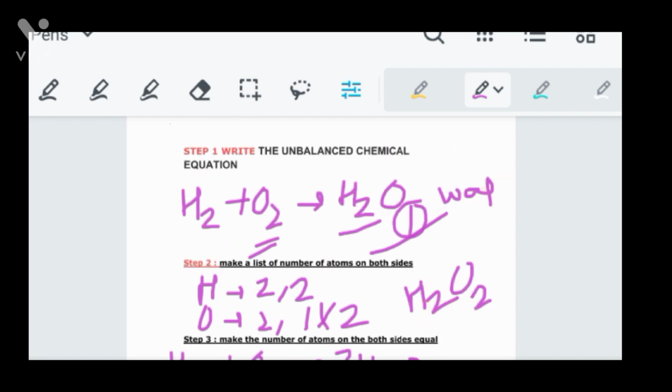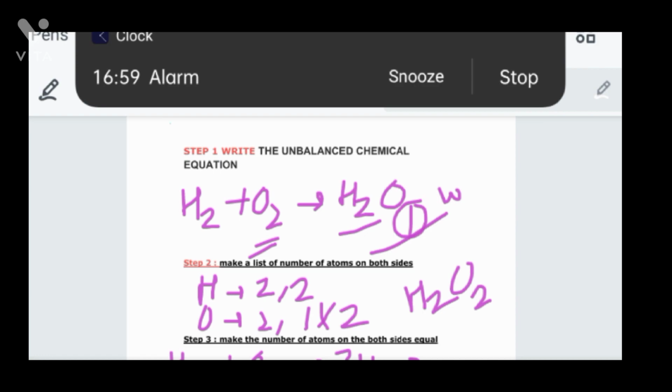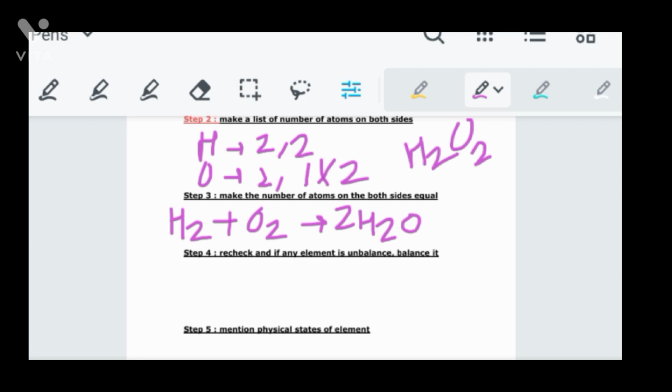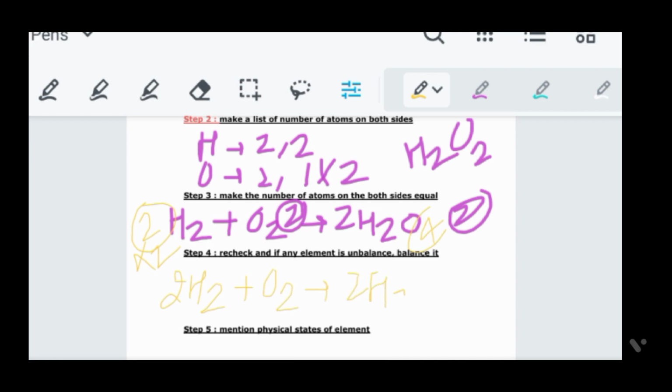So we have to write it in the front only. When we write it in the front, what will it look like? Now we have 2 oxygen and 2 oxygen. But the problem is here we have 2 hydrogen, but here we have 4. So to make it 4, we will multiply by 2.